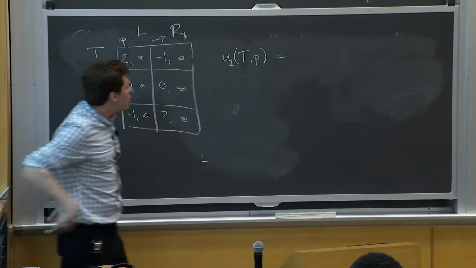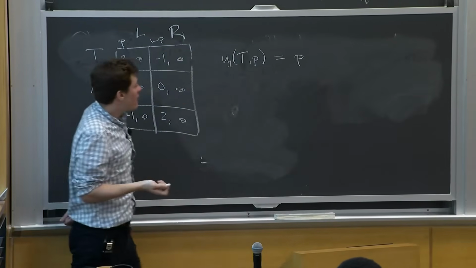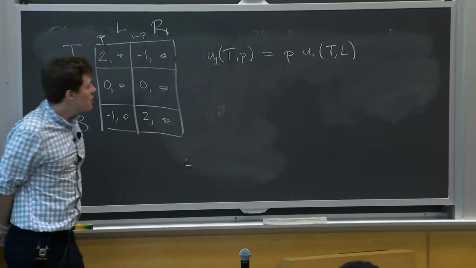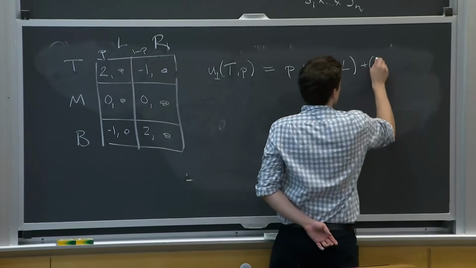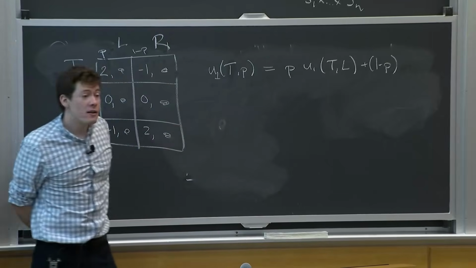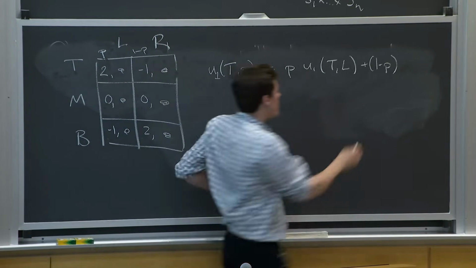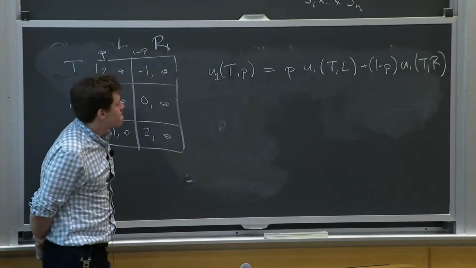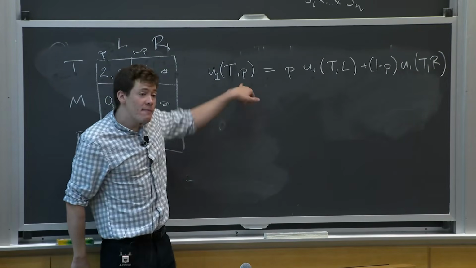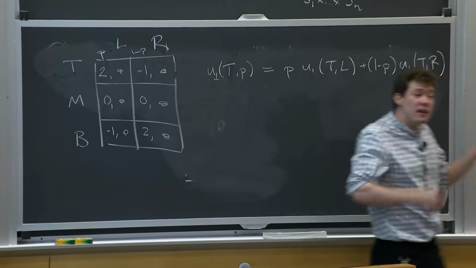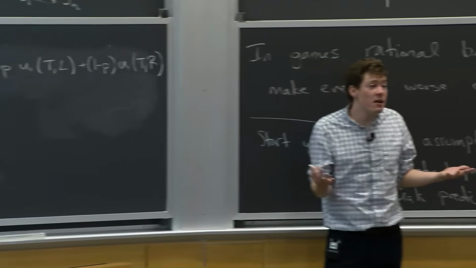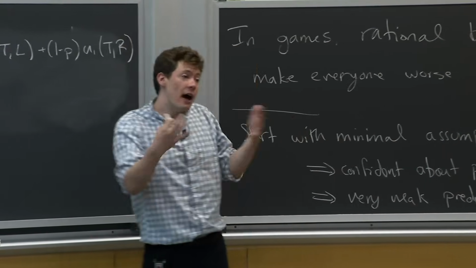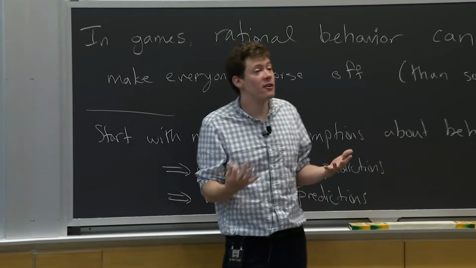So what is it? Well, with probability P, my opponent plays L, and therefore my payoff is U1 of TL. But with probability 1 minus P, my opponent plays R. I'm still playing T. Thanks for the clarification. So we have TR. So notice we're treating my beliefs about my opponent's strategy just like we treated lotteries before. When I have beliefs about something, I think about my choices as corresponding to lotteries over outcomes, and then I evaluate expected utility over those outcomes.